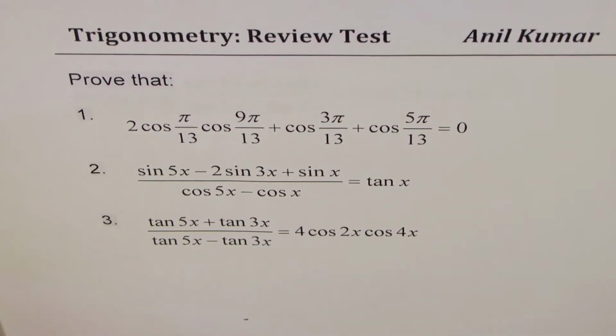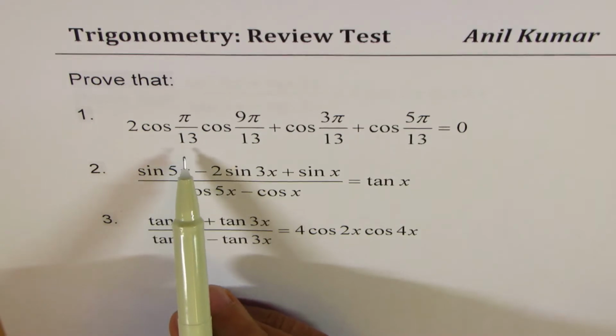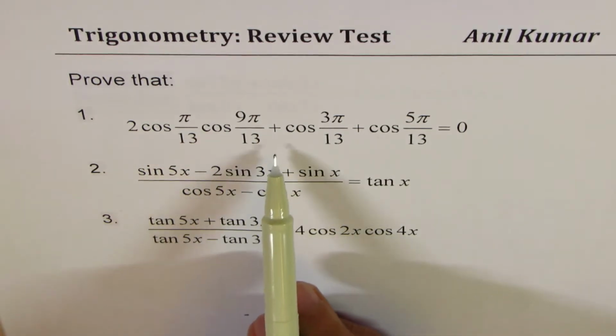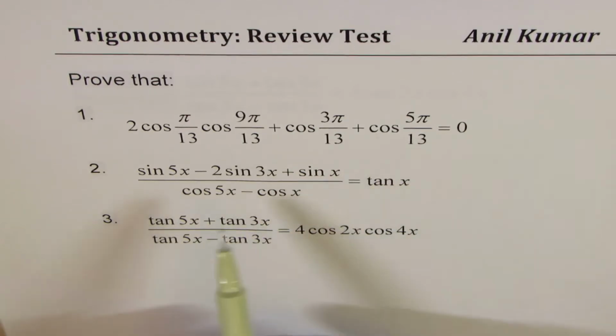I'm Anil Kumar sharing with you three important questions as a test review on the concepts which we learned in part 1 and part 2 of trigonometry dealing with compound angles. Basically converting sum and difference formulas to product of sine and cosine. These three questions are: 1. 2 cos pi by 13 cos 9 pi by 13 plus cos 3 pi by 13 plus cos 5 pi by 13 equals 0.